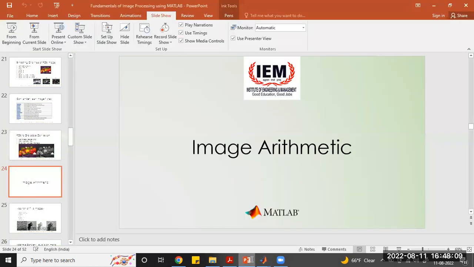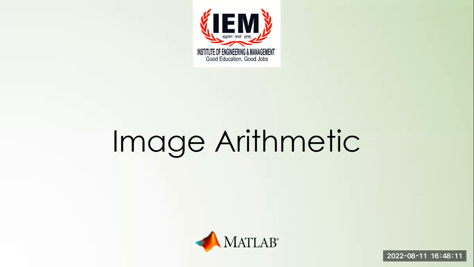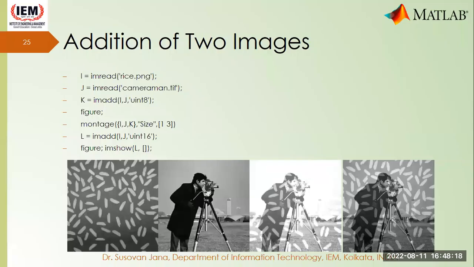Now let me again come back to the PPT. Image arithmetic. So I will demonstrate now simple image arithmetic. First, addition. Addition of two images. Here I have read the first image, that is rice.png, and the second image, cameraman.tif. Now if we add the two images, how will the processing be done?